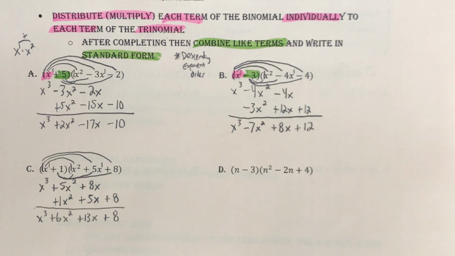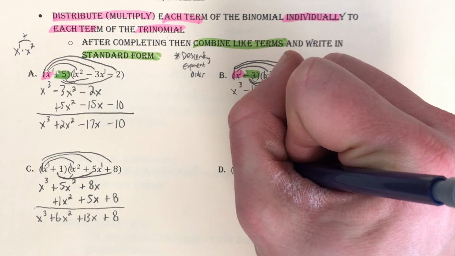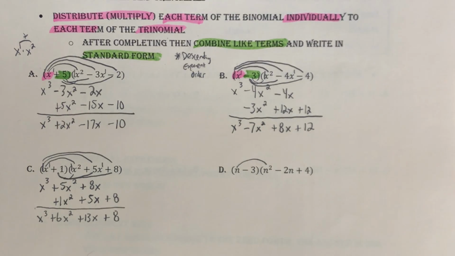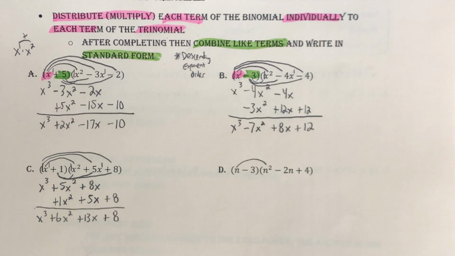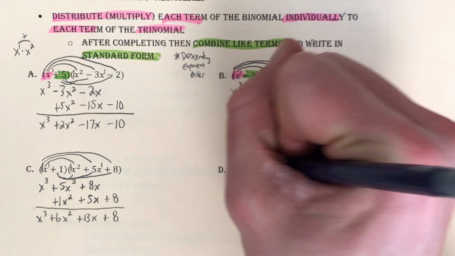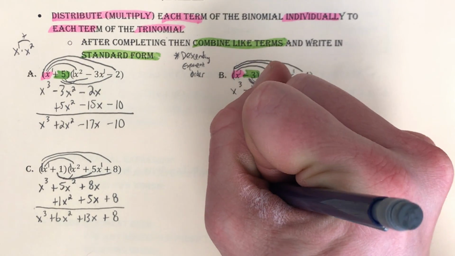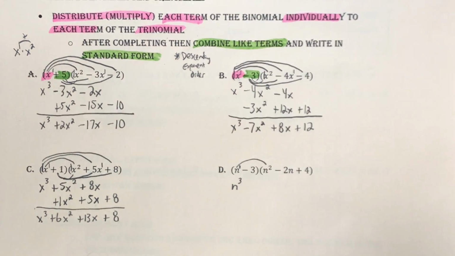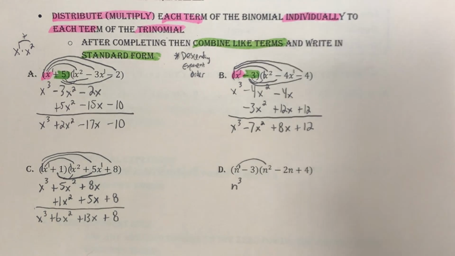So example D, again, beginning with the first term of the binomial, we're going to multiply n times n squared, remembering that those have coefficients of 1. So 1 times 1 is 1, so no change there. N times n squared, we would add the exponents, and this has an exponent of 1. So that is n to the 1 plus 2 is 3, so n to the third power.